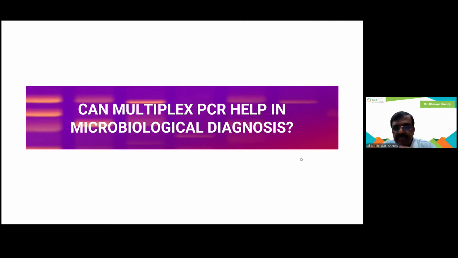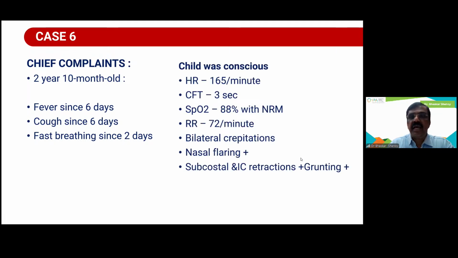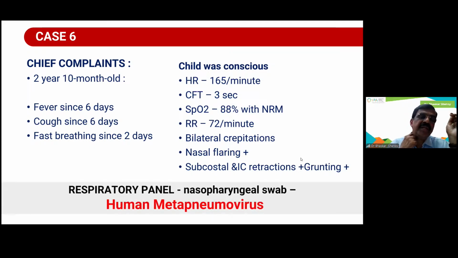So the question now: can we use multiplex PCR in the microbiological diagnosis? In the rationalization of antibiotics, does it not play a major role? To answer this question, I will take you through one more case. A 2-year-old child, fever of 6 days, cough, fast breathing, tachypnea and tachycardia, nasal flaring, subcostal retraction, grunting, admitted in a private nursing home, and they did a nasopharyngeal swab, which showed human metapneumovirus. They treated for 2 days.